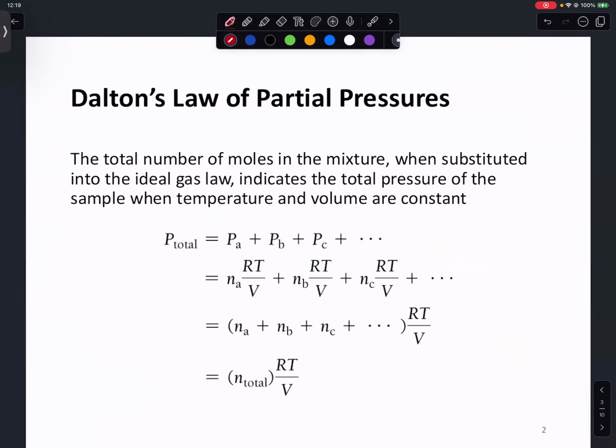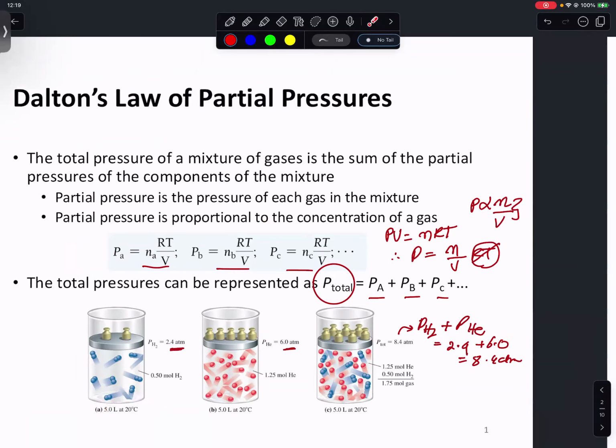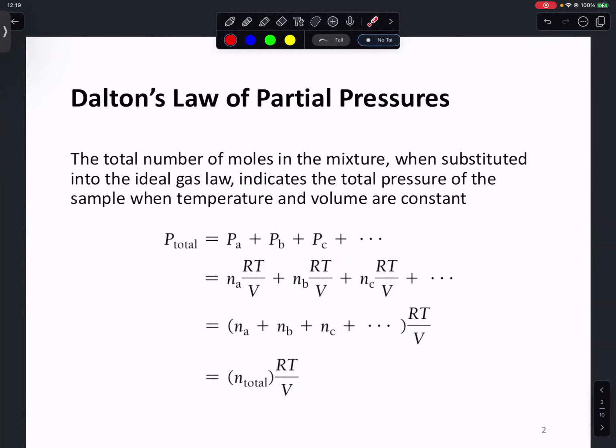And referring to the example right here, when keeping the volume constant and the temperature constant, we can see that the total pressure, which is the sum of each individual pressure, can be directly proportional to, or used to calculate, the total number of moles over here. Again, given that the temperature and volume are both constant.